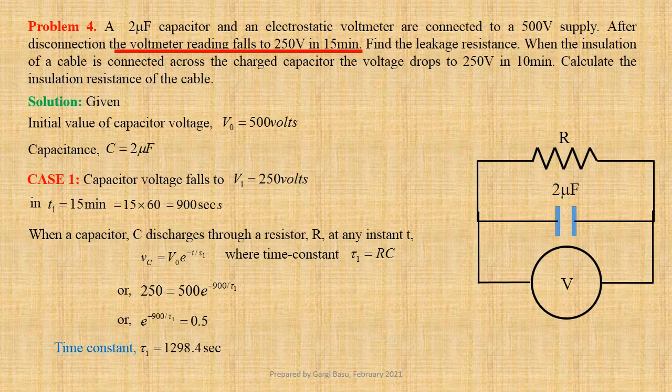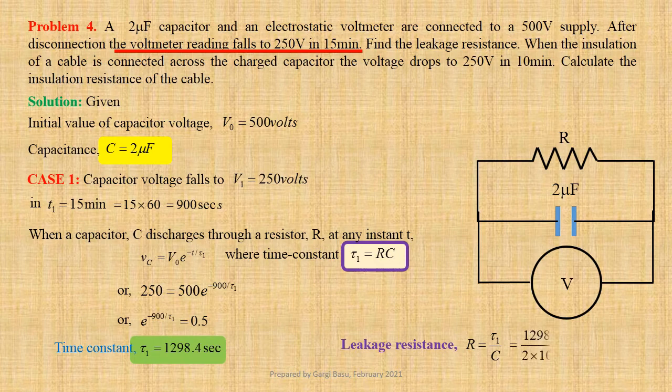1298.4 seconds. Leakage resistance R equals tau 1 by C, that is equal to 1298.4 divided by 2 into 10 to the power minus 6, which gives us 649.21 into 10 to the power 6 ohm, or 649.21 mega ohm.